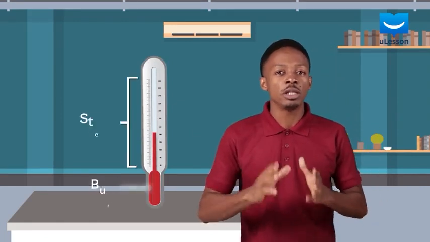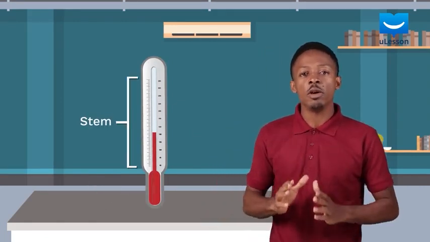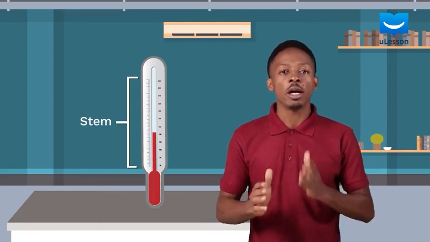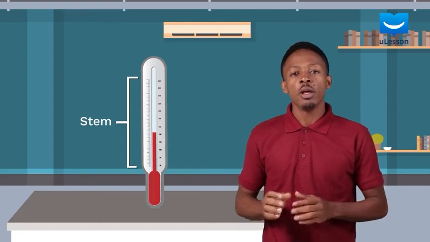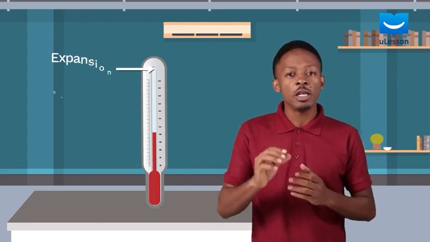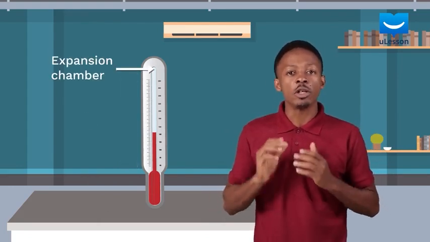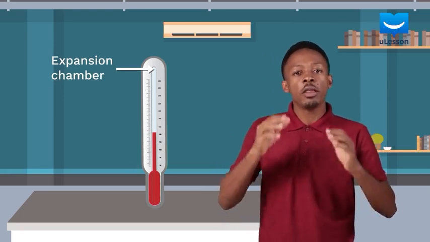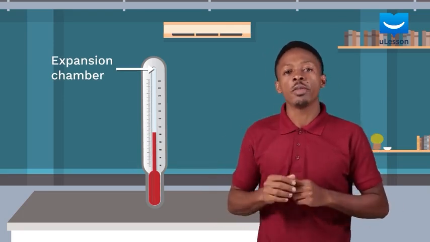Next thing you'd notice is the stem, which is made up of the capillary bore, which allows the liquid to expand through it, and the scale. There is also a bit of empty space at the top of the bore of the thermometer called the expansion chamber. And this serves two purposes.